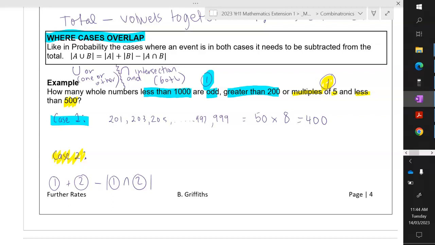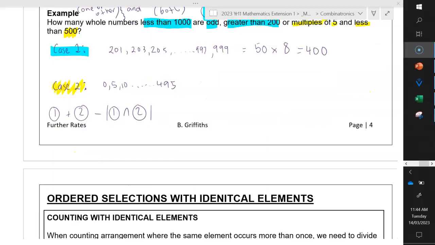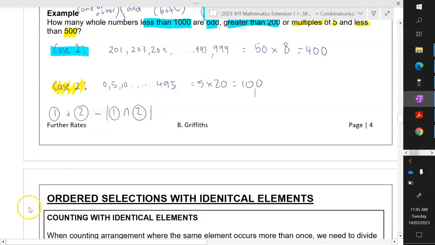Case 2, we're looking for multiples of 5 that are less than 500. Okay, so 5 zeros are 0, 5 ones are 5, 5 twos are 10. I'm going to be going all the way up to, oh, actually, less than 500. So we want to go up to 495. So the way I'm thinking of it, within each group of 100 numbers, we've got 20 numbers that are multiples of 5, and we've got 5 groups of those. So we're going to have 5 lots of 20, which is 100 numbers in there.